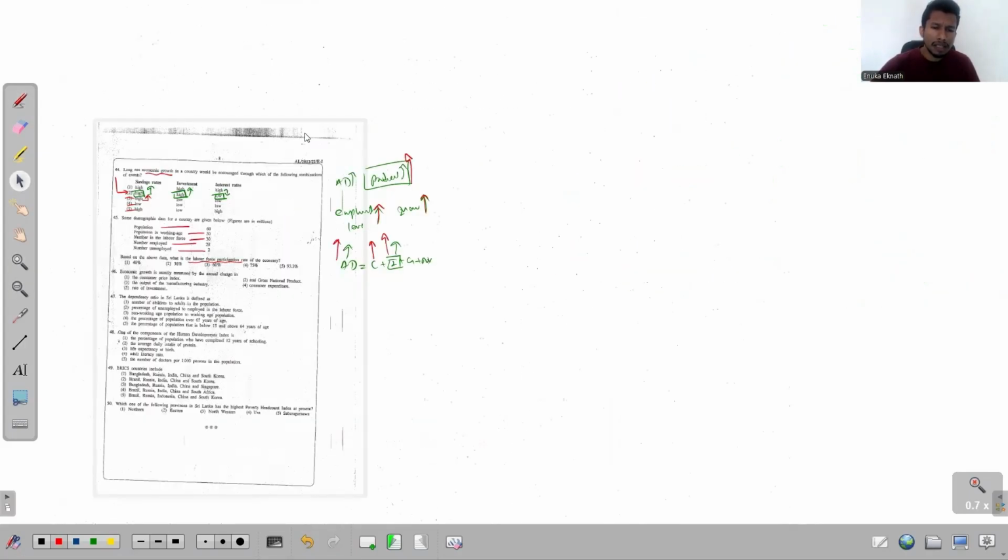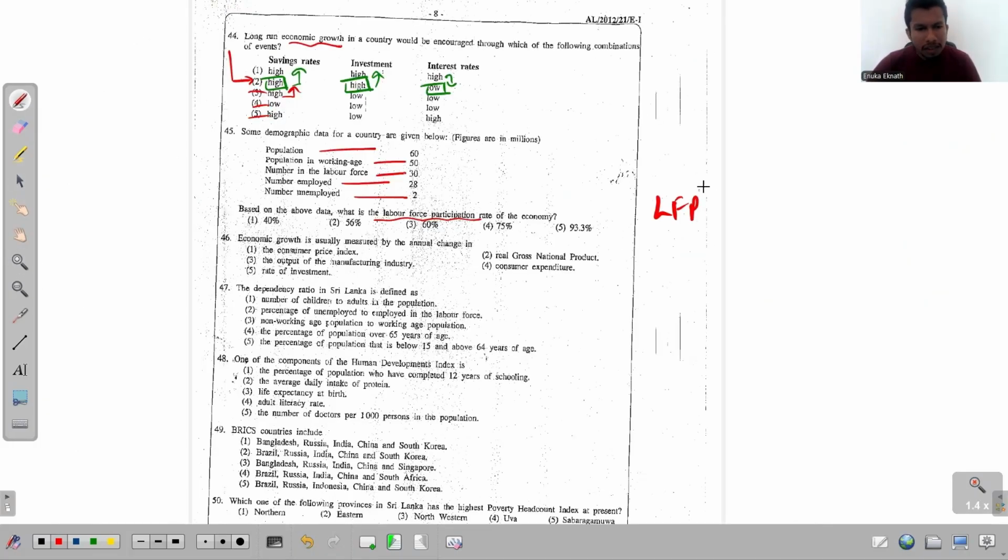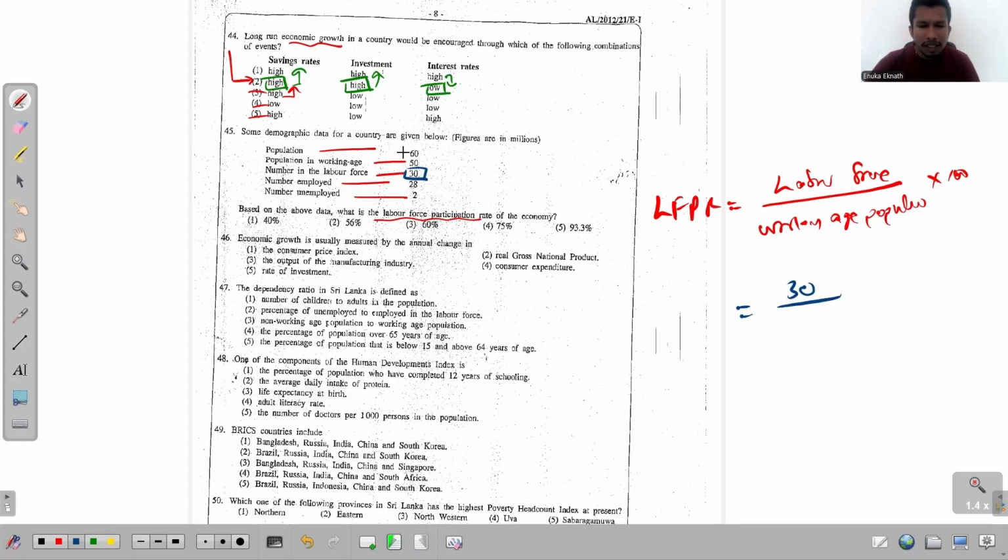Right, and this is how we calculate that labor force participation rate. Labor force participation rate is equal to, the equation is labor force over, we write working age population. Working age population multiplied by 100. So if you look at the given values, this is very straightforward question. Labor force is given to us as 30 and the working age population is given to us as 50.